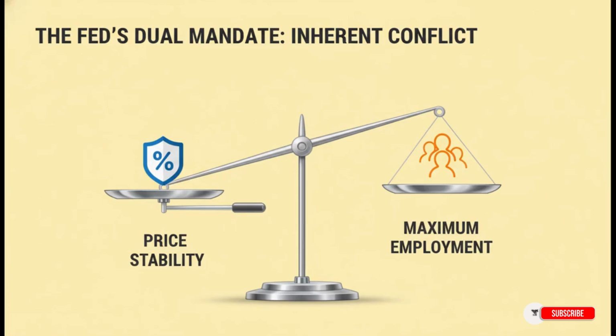Now, here's something you absolutely have to understand. Congress basically wrote a conflict right into the Fed's DNA. On one hand, the Fed's got to keep prices stable, aiming for about 2% inflation. But on the other hand, it also has to push for maximum employment. And what's the problem with that? Well, the main tool for fighting inflation is raising interest rates, which, you guessed it, slows down the economy and can really hurt jobs. This constant trade-off is the central drama behind every single decision the Fed makes.